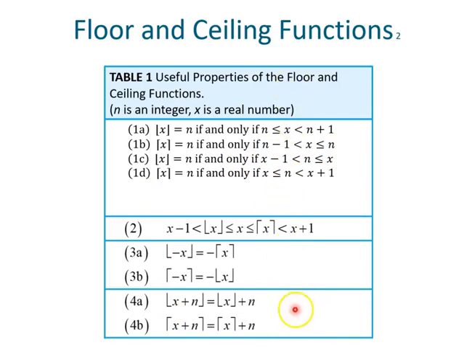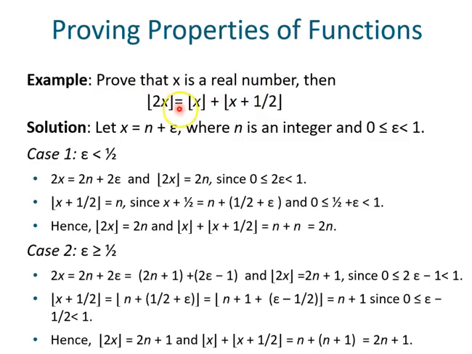Each of these properties needs a proof, and we give an illustration on the next page. In this example, we'll prove this equality, which involves the floor function. For any real number x, the floor of 2x is equal to the floor of x plus the floor of x plus 1/2.